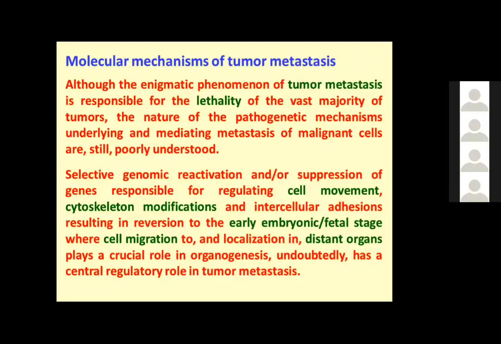لأن الحاجات دي كلها, all these are features which characterize the early embryonic fetal stage, where cell migration to and localization in distant organs plays a crucial role in organogenesis. زي ما احنا عارفين السيل migration is an essential stage of development. لو ما فيش cell migration too many diseases can develop في البرين يعني in particular وفي الليفر وفي الكيدنيز.